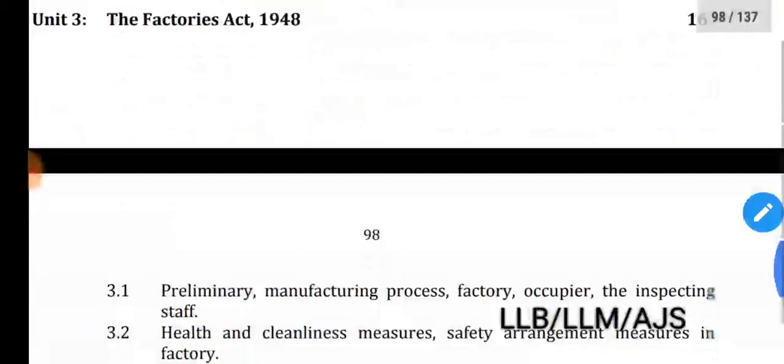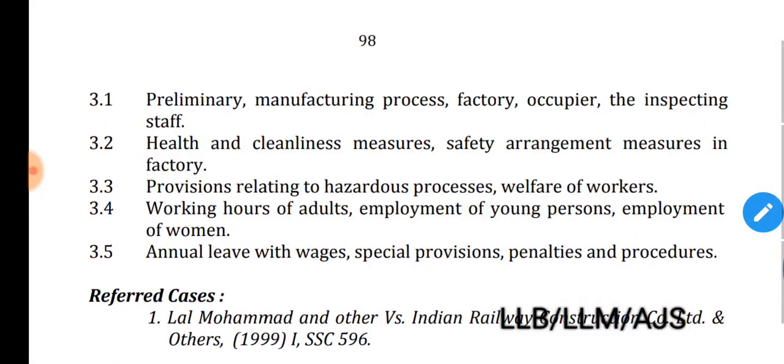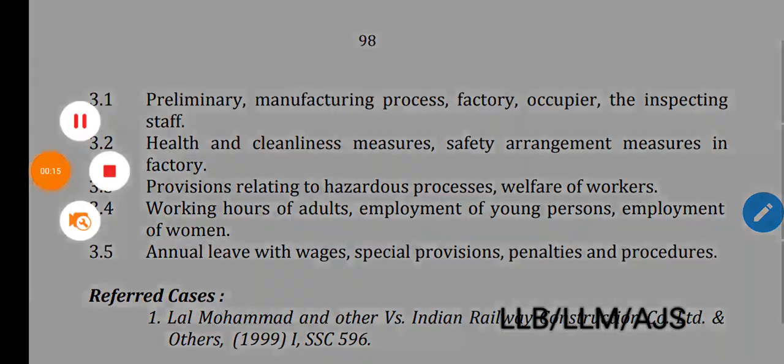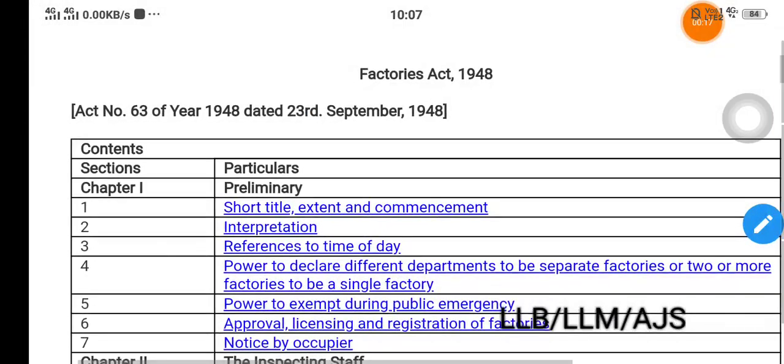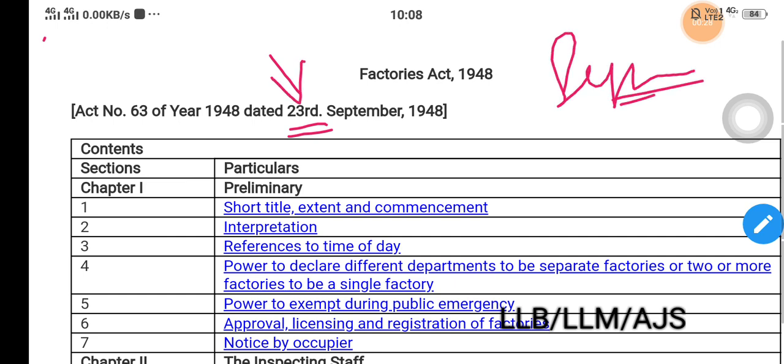Today I am going to deal with the Factories Act 1948, and for this purpose, first of all, I'll deal with topic 3.1: preliminary, manufacturing process, factory, occupier, the inspecting staff. So this is the Factories Act 1948. It was enacted on 23rd September 1948. We have to remember it: September 23rd, 1948.